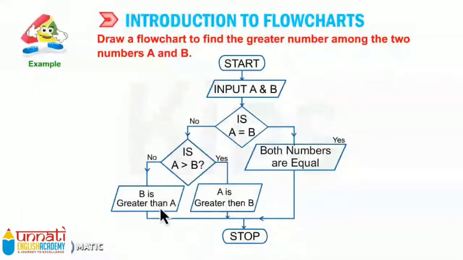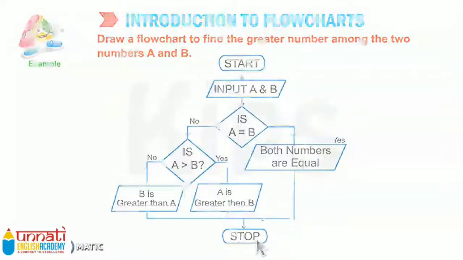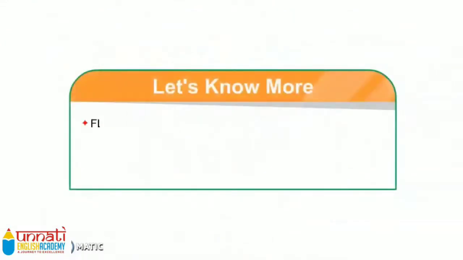Now, if it is not, then we will print B is greater than A. And finally, the stop will come. So here we have used the decision box.